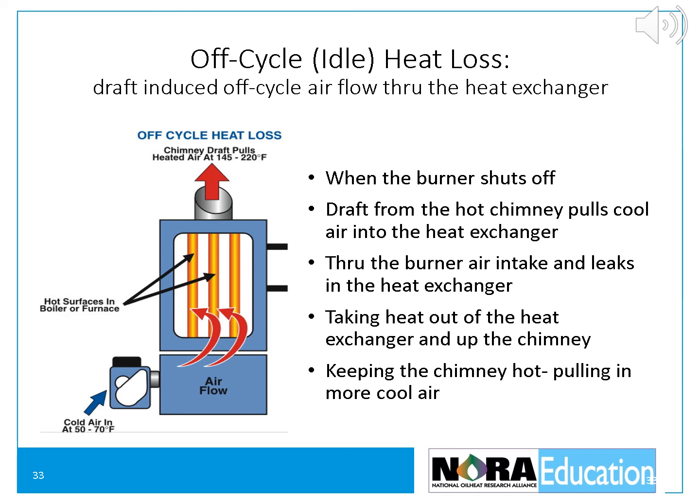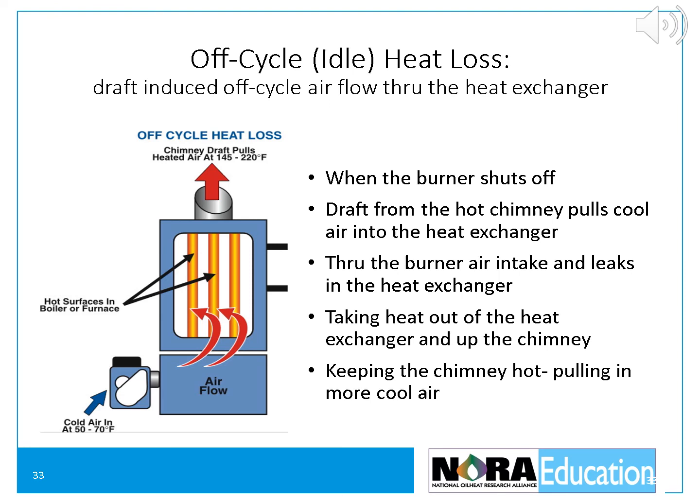Idle losses occur because chimneys continue to draft even when the burner is not operating. Whenever the air inside the chimney is hotter than the air outside the chimney, it creates a negative draft. When the burner is off, the draft pulls warm air into the burner air intake, across the hot heat exchanger, and up the chimney. It also draws warm air from the room into the draft regulator and up the chimney. If the boiler or furnace has any air leaks, air will then be pulled into the room through these leaks and also go through the heat exchanger and up the chimney.